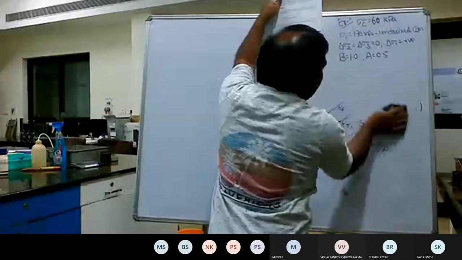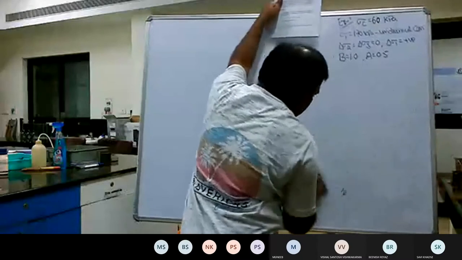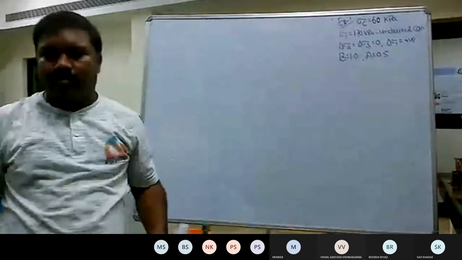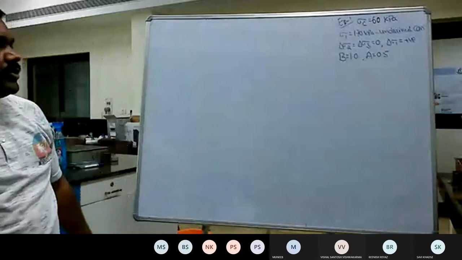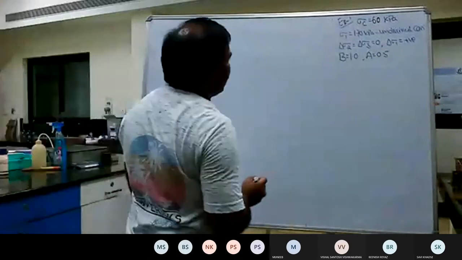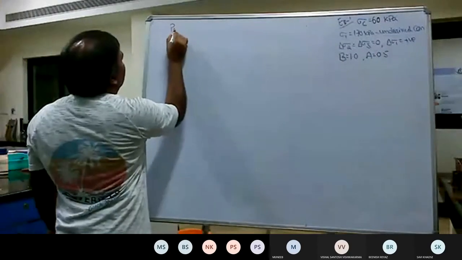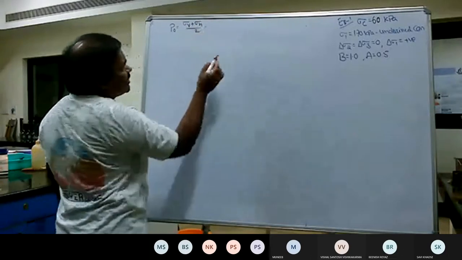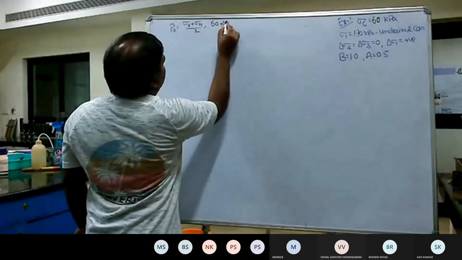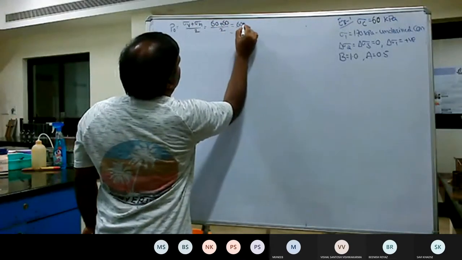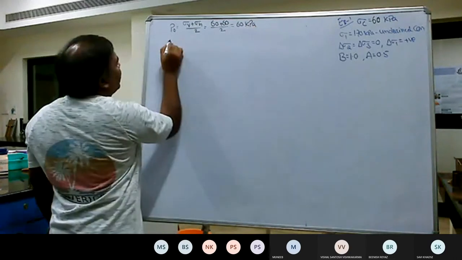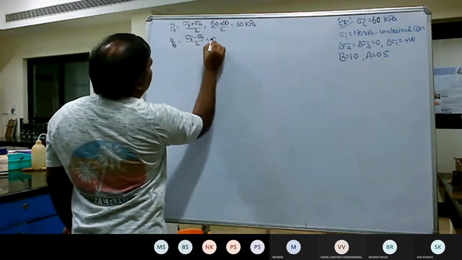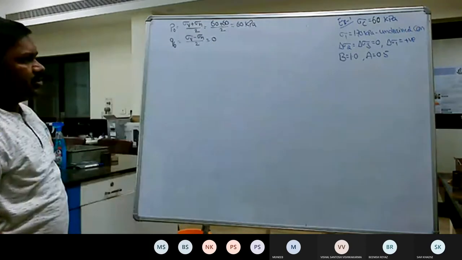So we have solved a similar problem yesterday, so you can use the same analogy. What is the initial condition? P naught is (sigma V plus sigma h) by 2. Here it is the cell pressure, so (60 plus 60) by 2, which is 120 by 2. This is 60 kPa. And where Q naught is (sigma V minus sigma h) by 2, so this is 0.